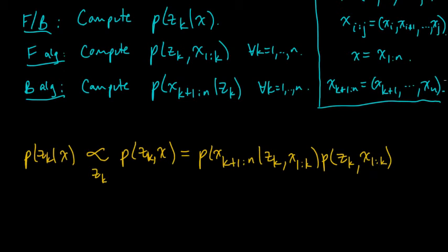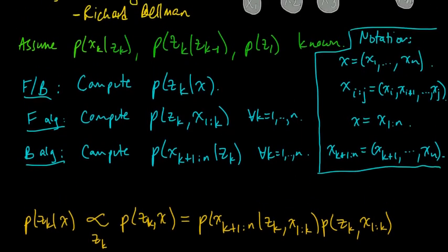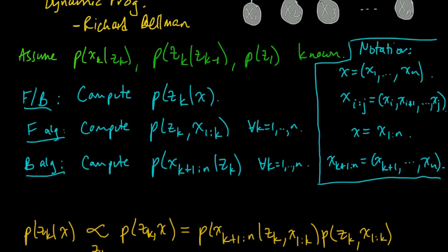And now let's look at this part here: x_{k+1} through x_n given z_k and x_1 through x_k. I claim that... so let's look at the diagram here. Let's say k is, I don't know, k is 2, say. So I claim that this is conditionally independent of this given this. Let's take a look at why that's the case.